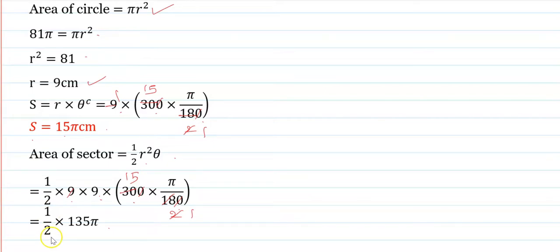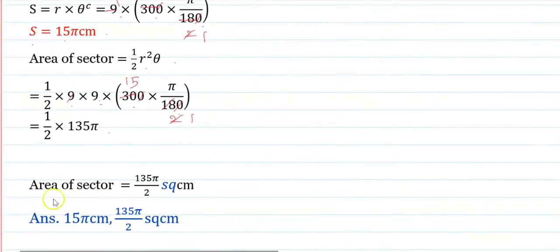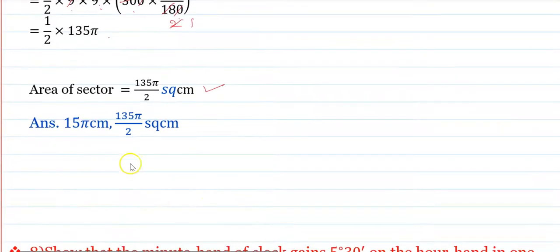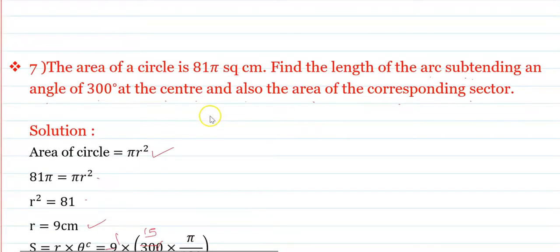And therefore 1 upon 2 into 135 pi. You can do this simplification. Okay. Therefore the area of the sector is 135 pi upon 2 square centimeter. And here's the answer. What is that? The length of that arc is 15 pi centimeter. Area of sector is 135 pi upon 2 square centimeter. Easy question, is it?